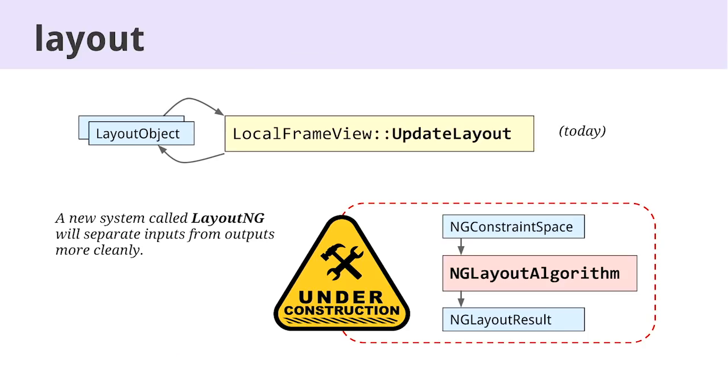So one problem with the current architecture is that layout objects contain both inputs and outputs of the layout stage without a clean separation between them. For example, the layout object actually acquires ownership of its element's computed style after it's created. So a new layout system called Layout NG, that stands for Next Generation, is trying to create a cleaner separation between inputs and outputs and make it easier to build new layout algorithms. But that's under construction in the future.